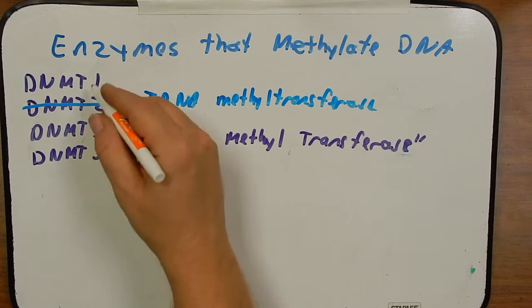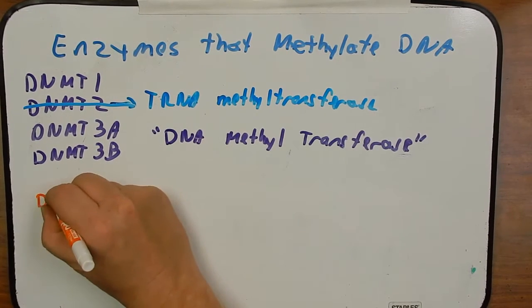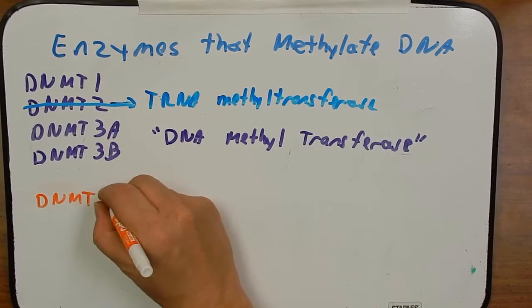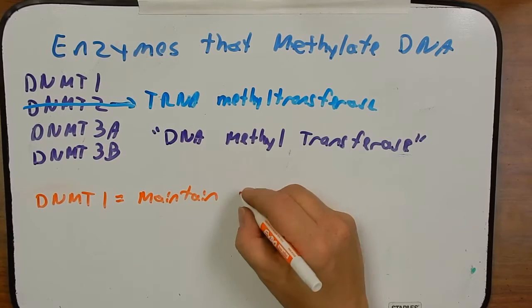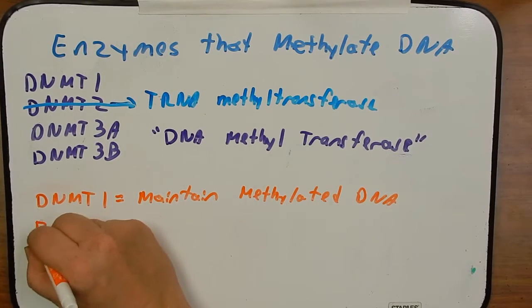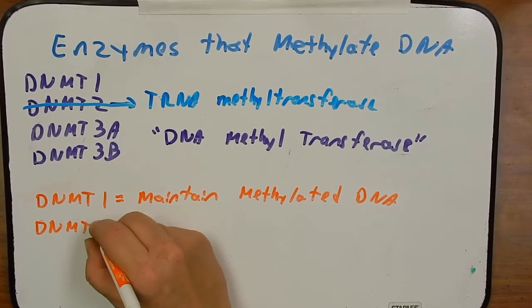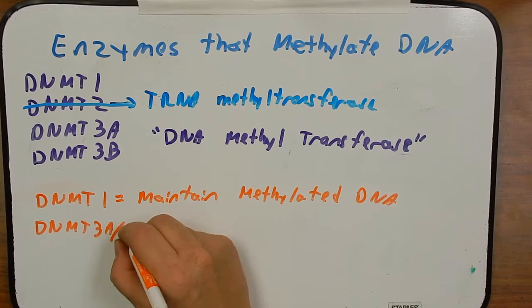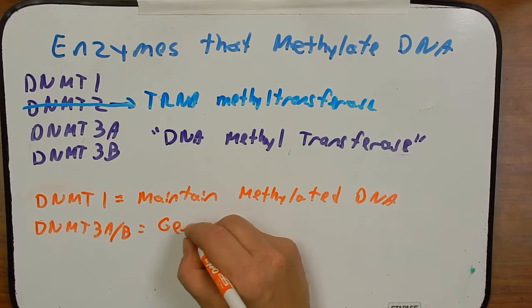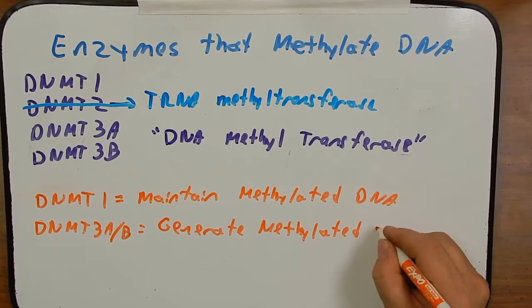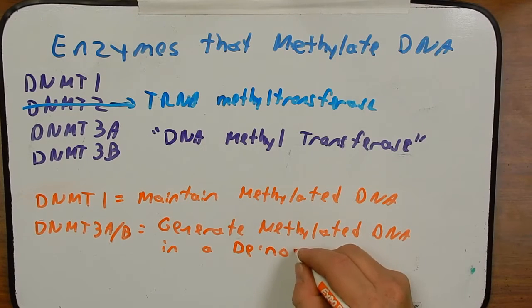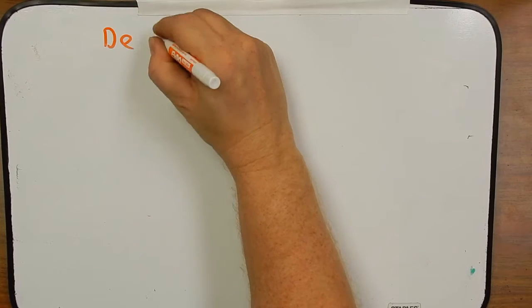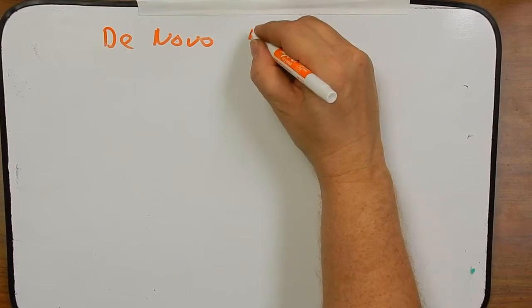The main difference between these three is that DNMT1 functions to maintain methylated DNA, whereas DNMT3A and B both generate methylated DNA in a de novo manner. Okay, first I'd like to talk about de novo methylation.